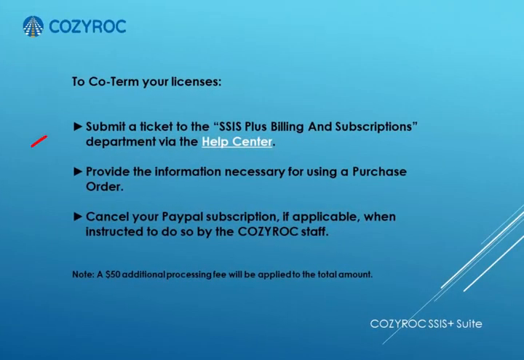If you decide that you do want to co-term your licenses, then you'll need to submit a ticket through the COZYROC Help Center, and I'll show you how to do that in a moment. And as part of the process, you're going to need to provide information so that COZYROC can generate an invoice for your purchase order. If you've used a PayPal subscription to pay for your subscriptions in the past, you're going to want to cancel that subscription. Discuss this with the COZYROC staff to determine when to do that.